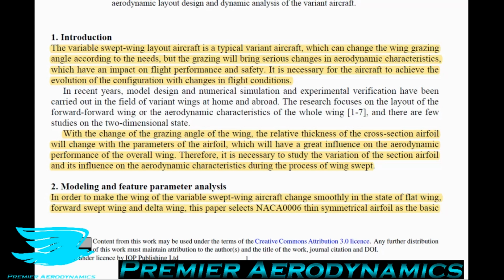With the change of the grazing angle of the wing, so the sweep angle, the relative thickness of the cross-section of the airfoil will change with the parameters of the airfoil, which will have a great influence on the aerodynamic performance of the overall wing. This is a little bit of a difficult concept to just describe with words. It's often very good with a picture, but I'll do my best in this podcast, and we'll see some pictures later on. If you want to see the video, you can see it on our YouTube channel. Otherwise, I'll describe it here.